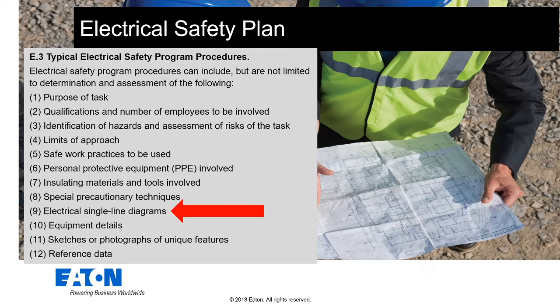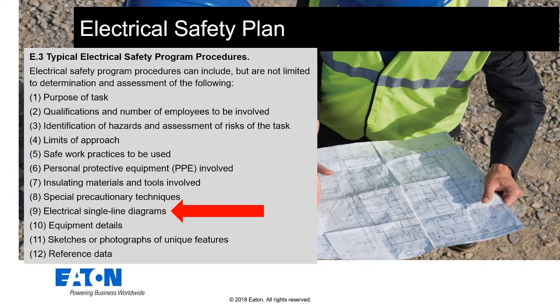Now, in Annex E, we talk about it from the electrical safety plans perspective. It tells you your electrical safety program procedures can include, but are not limited to, determination and assessment of the following. So it says it can include those. It doesn't say it shall. It says it can include those. And number 9 on that is the electrical single line diagram.